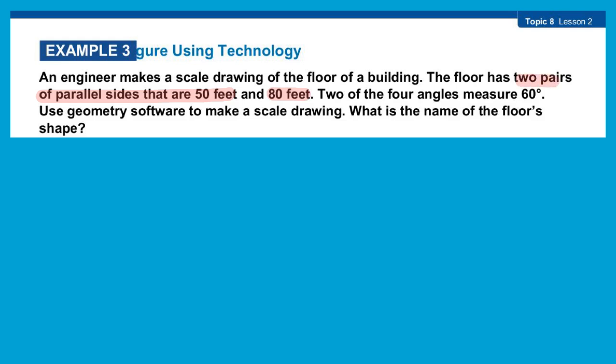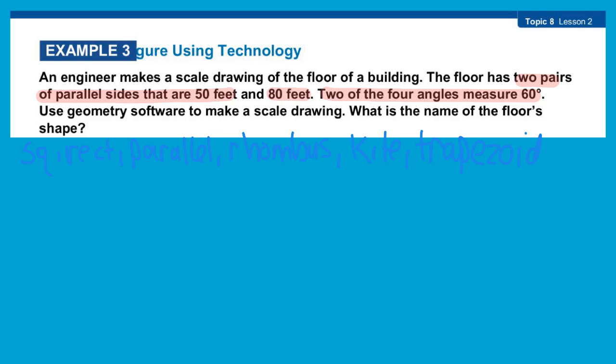So 2 pairs of parallel sides. 2 of the 4 angles measure 60. And we want to figure out what shape that is. Okay, so it looks like we might have 4 sides again. So if we have 4 sides, remember we can make a square, a rectangle, a parallelogram, a rhombus, a kite, or a trapezoid.